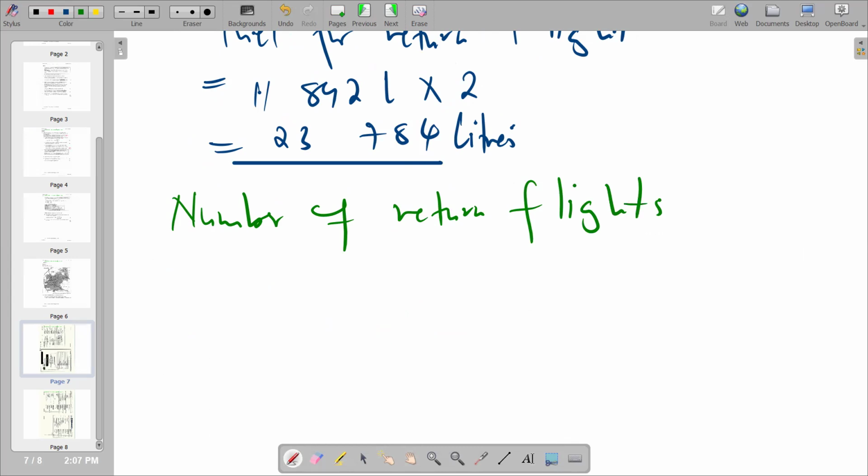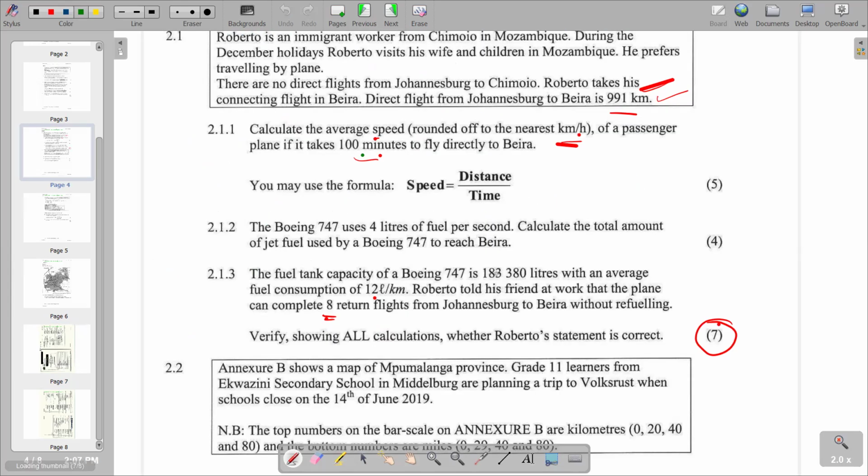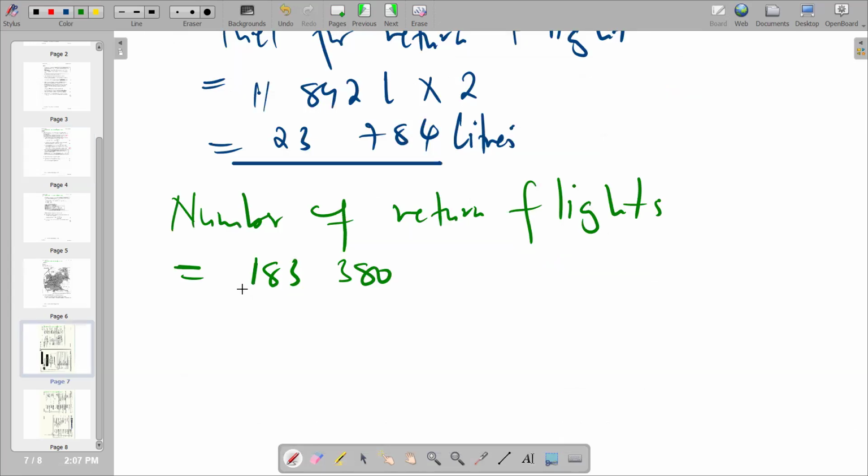So for the number of return flights, we are going to say it is equal to our total, which is 183,380. Then we divide by 23,784. And what we get by so doing is 7.71, which is our number of flights.